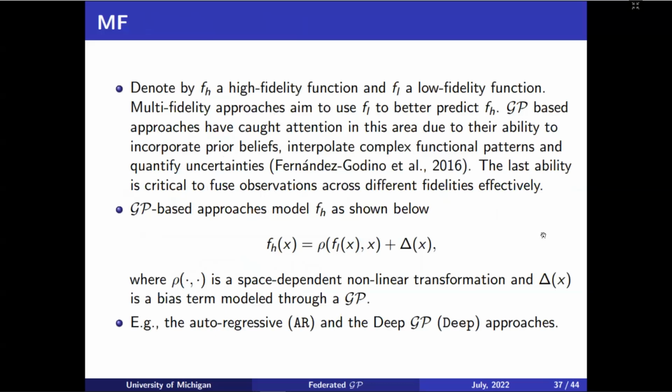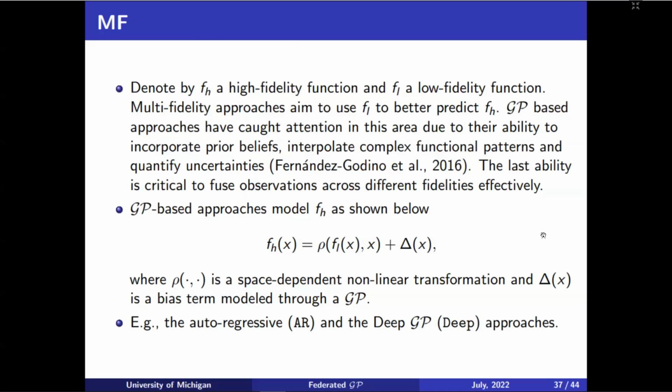Denote by FH the high-fidelity function, and FL the low-fidelity function. The goal of the multi-fidelity model is to use the FL to better predict the FH. Among all state-of-the-art models, the Gaussian process-based approaches have caught attention in this area due to their ability to incorporate prior beliefs, interpolate complex functional patterns, and also quantify uncertainties. And the ability to quantify uncertainty is critical to fuse observations across different fidelities effectively.